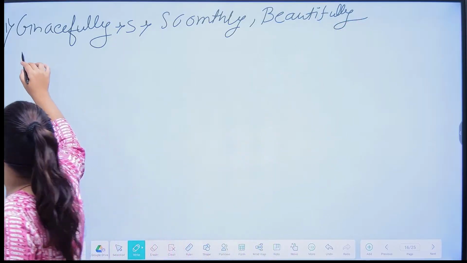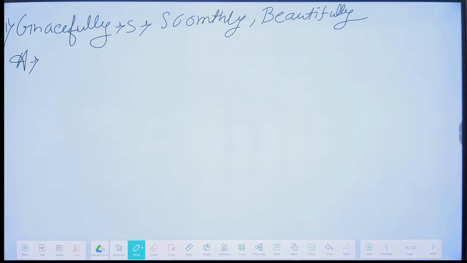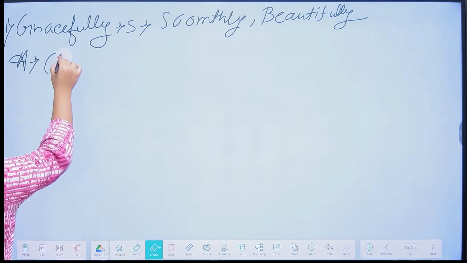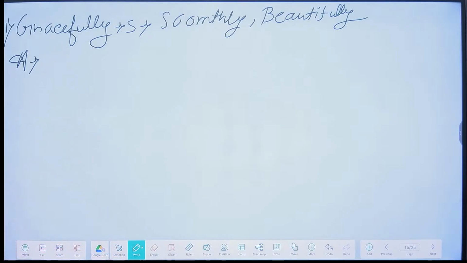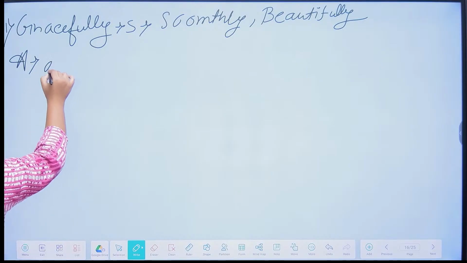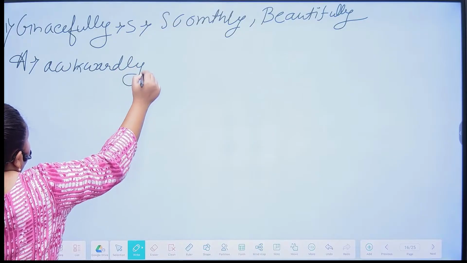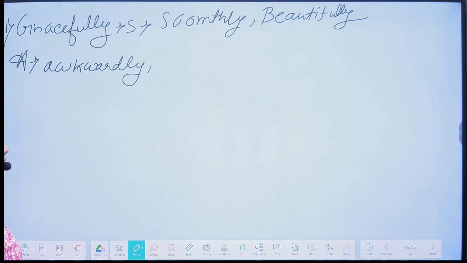Next, the antonym of gracefully is awkwardly and roughly.